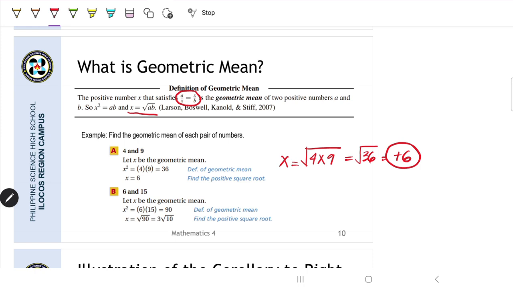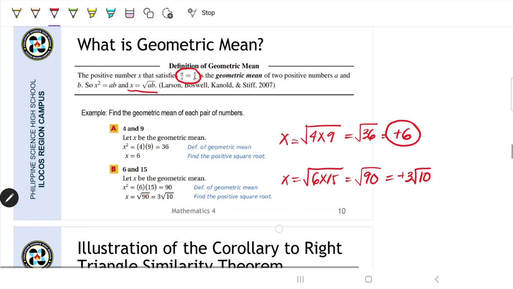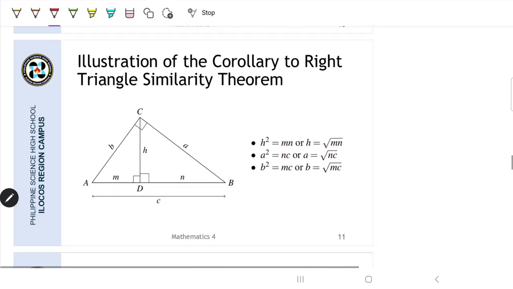Okay, and another example, if we want to get the geometric mean of 6 and 15, that is the square root of 6 times 15. 6 times 15 is 90. So the square root of 90 is positive 3 square root of 10. Okay? So let's proceed to the illustration of the corollary to the right triangle similarity theorem, or the RTST.